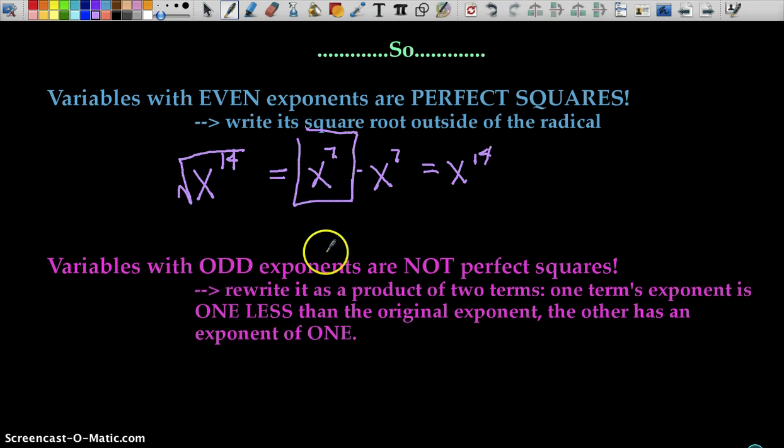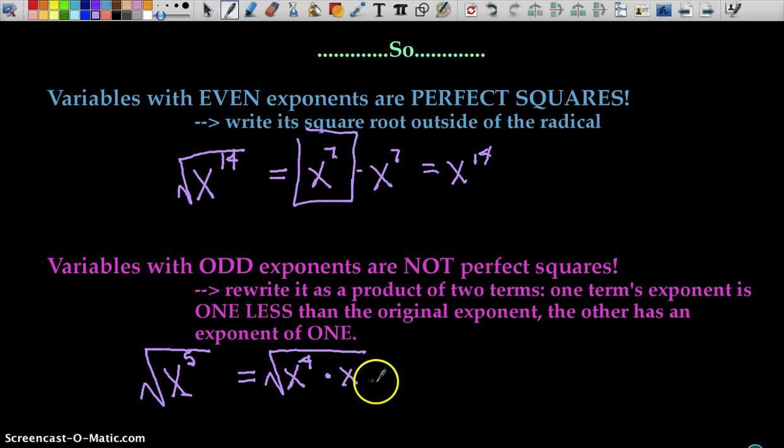Any variables that have odd exponents are not perfect squares. So you rewrite it as the product of two terms. One of the terms' exponent will be 1 less than the original, and the other has an exponent of 1. Let me give you an easy example. Let's say I had x to the 5th and I wanted to do the square root. There is nothing that we can multiply by itself to get x to the 5th. However, I could knock this down 1 to become x to the 4th times x, and we know that if there isn't an exponent written, it's a 1.